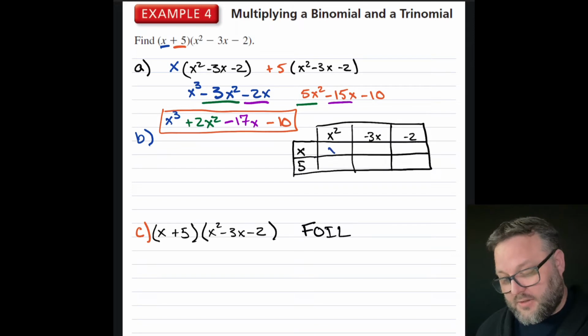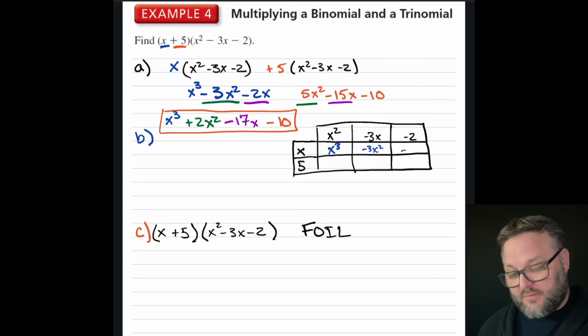X times x squared is x cubed. X times negative 3x would be negative 3x squared. And x times negative 2 is negative 2x. 5 times x squared is just 5x squared. 5 times negative 3 is negative 15x. And 5 times negative 2 is negative 10.